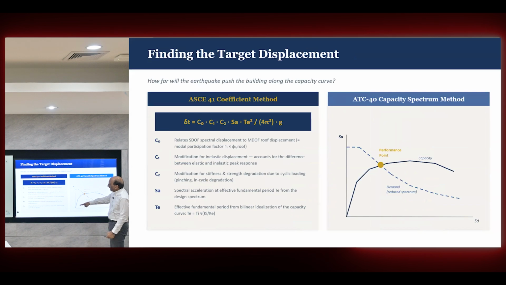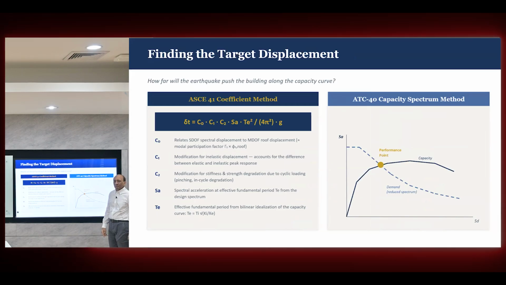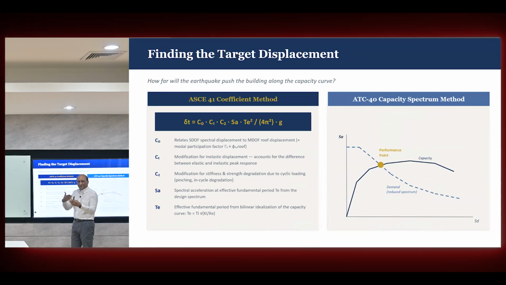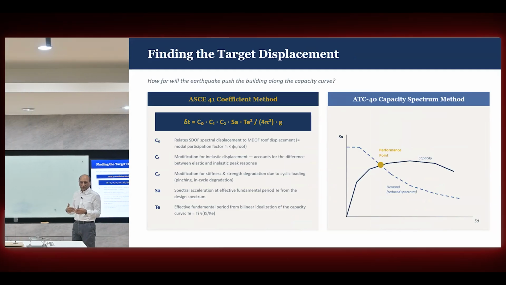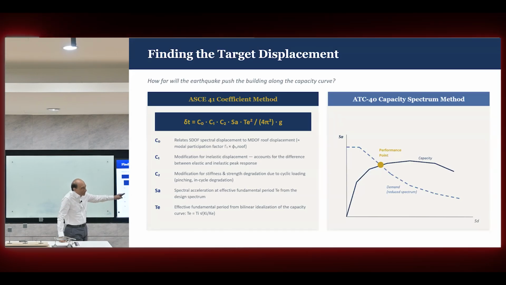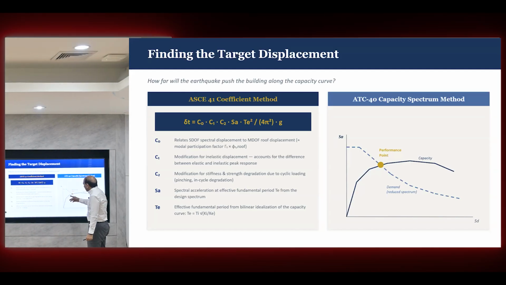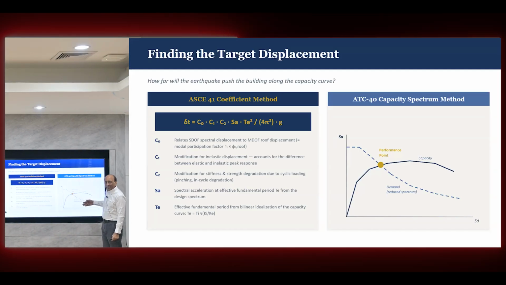So once you do that, this is the response spectrum like that, and this one now can be put on the same graph. That's the beauty of this one. You convert the response spectrum into an ADRS form, the one that you see in blue. The response spectrum, as you know, is on the natural period scale, but it can be converted into a deformation scale.